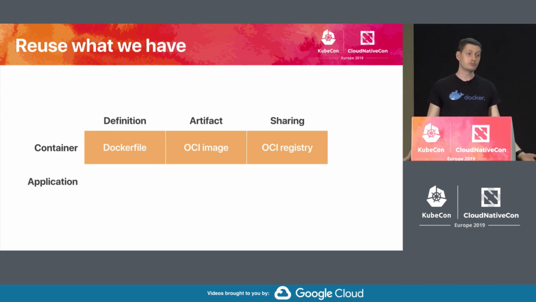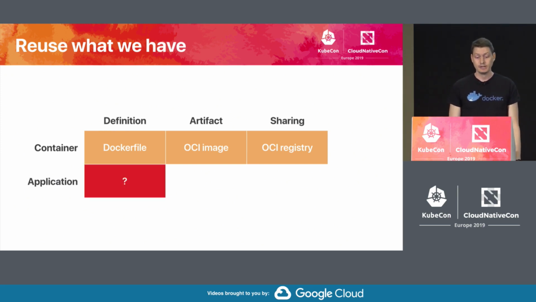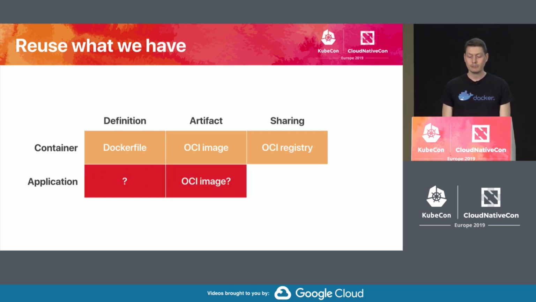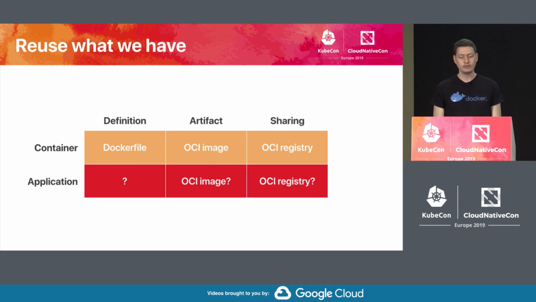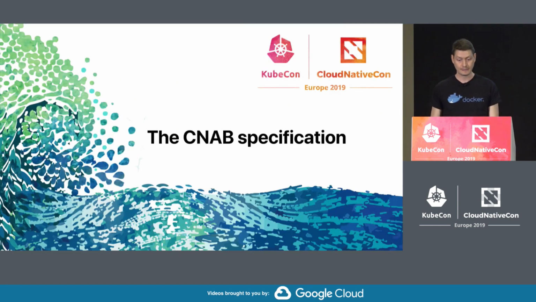So for applications, maybe we can do the same thing. The definition part's going to be difficult because, as I showed you before, each of those different tools will have its own method of defining a definition. So maybe that part's not that easy. But maybe we can package these as OCI images, and maybe we can store them in OCI registries so that we can share them and not have to rebuild the infrastructure from scratch.